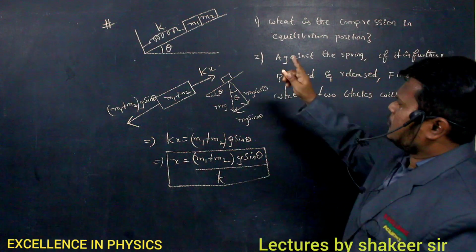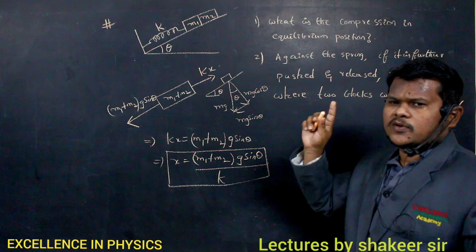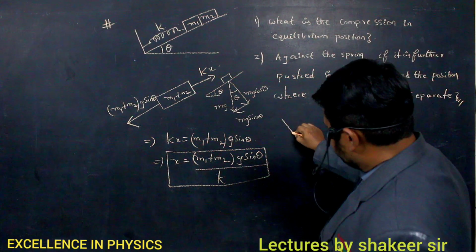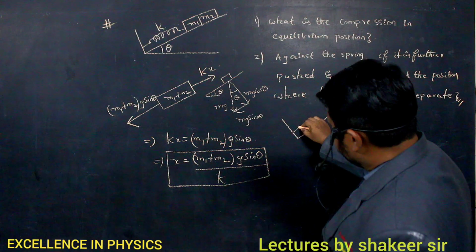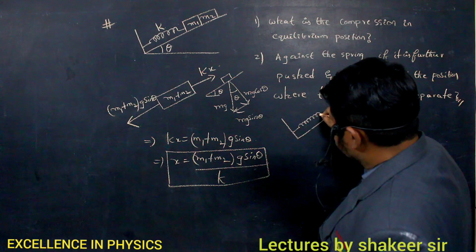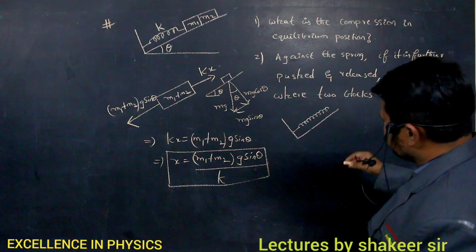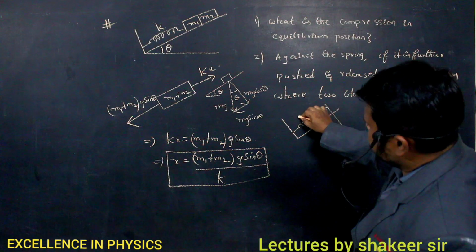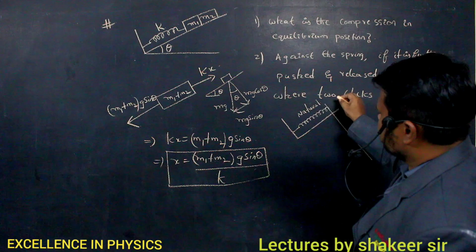So let us try to understand how we can approach this. For example, if masses m1 and m2 are absent, consider only the spring is present. Then how can I draw a diagram of this? I can write, this is the initial position of the spring. So this is the spring, and the spring should be present in its natural length. So I can say this is the position of natural length of the spring.